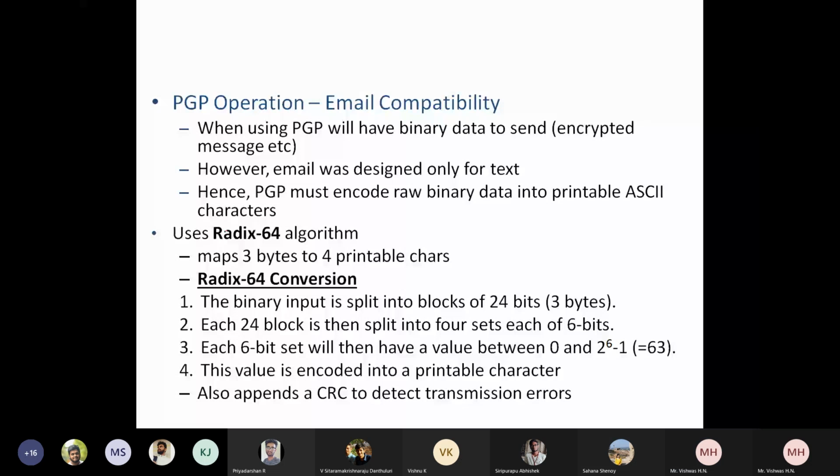Yes, sir. Okay, I think we'll stop for the day. You have a class at 9:30. Next class we will discuss what Radix 64 conversion is and how the conversion is done. If I give you a simple text, how will the conversion happen, and then we will see why we require segmentation and reassembly. After that, we will go to key rings and session keys. Okay, so we'll stop here today.